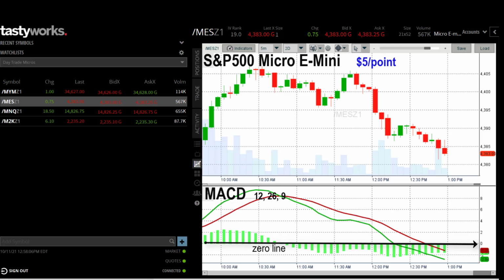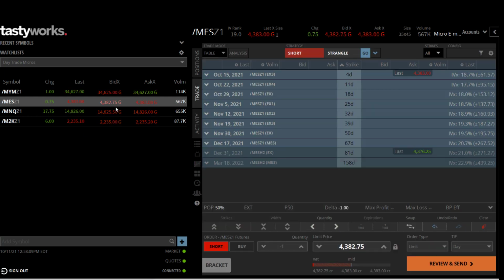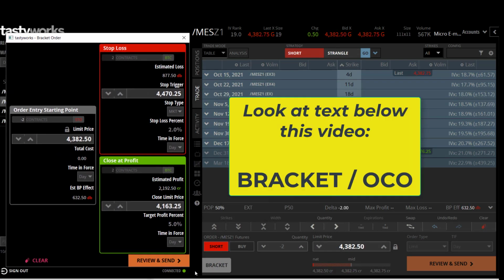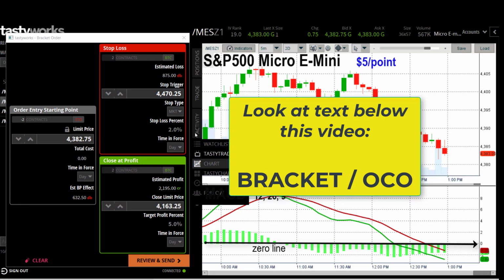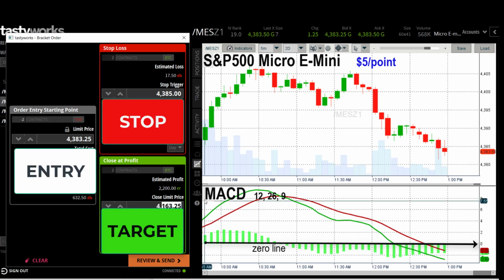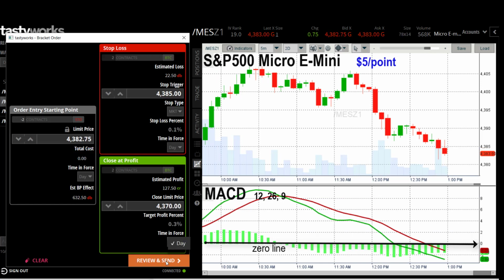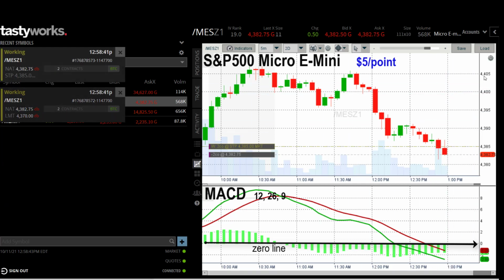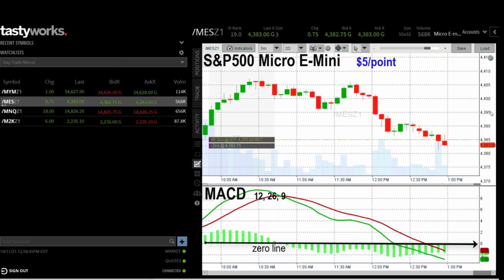Let's get started. Now, what you're about to see on the screen is I'm putting them in a bracket order to enter this trade, a bracket/OCO. One cancels the other. And if you look in the text below this video, I have a video link down there, bracket OCO, that goes to a short video to tell you how to enter a bracket order. But basically, it has 3 prices in it: the order entry price, the stop loss, and the target. And the target's a little bit arbitrary because the market doesn't care what you put in a target. It's going to do what the market does. So let's see how we open this trade and where the stop is placed right now.